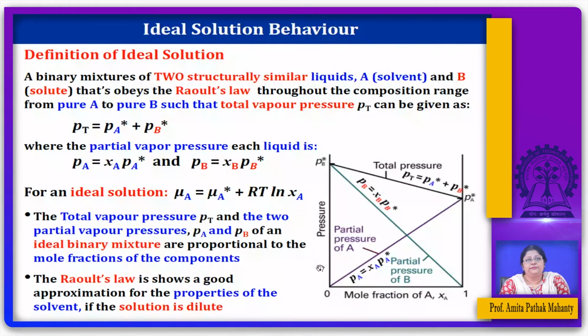Let us look at this diagram. This side is mole fraction of A and this side is pressure. Both sides I can take pressure. Now, when I move from this side to this side, what I'm monitoring is only the partial vapor pressure of A. As I increase the amount of A, since it's a binary system, the B should decrease till I go to a position where no B is there.